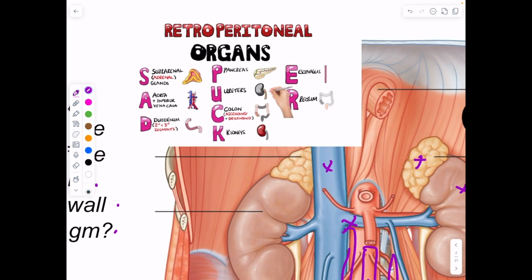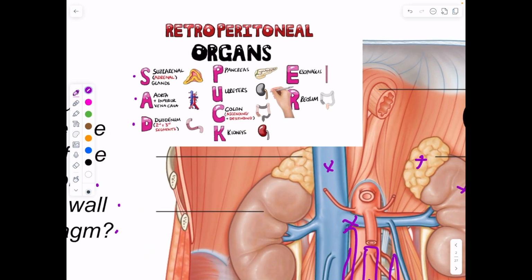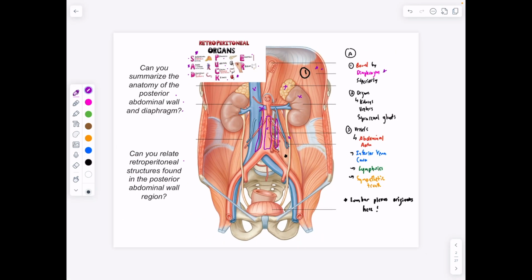Just a quick reminder about retroperitoneal organs. We have this mnemonic SAD PUCKER: suprarenal, aorta and inferior vena cava, duodenum, pancreas, ureters, colon, kidneys, esophagus, and rectum. All right, but we're concerned with the suprarenal adrenal glands, aorta, and kidneys here. All right, so let's move on.